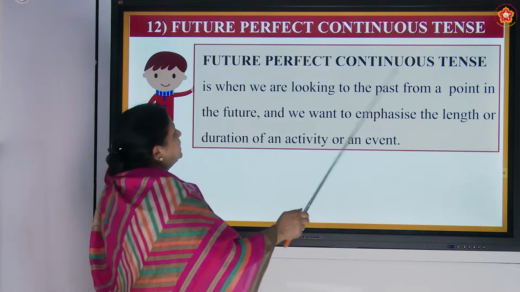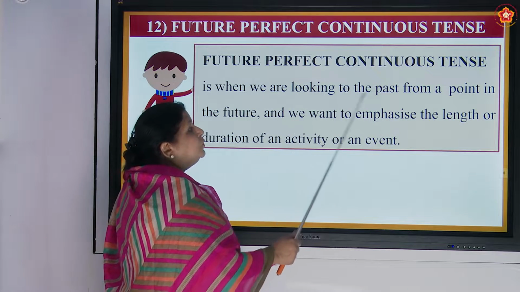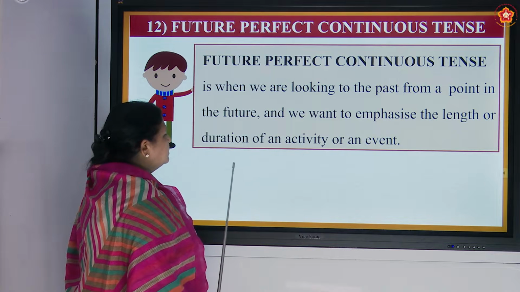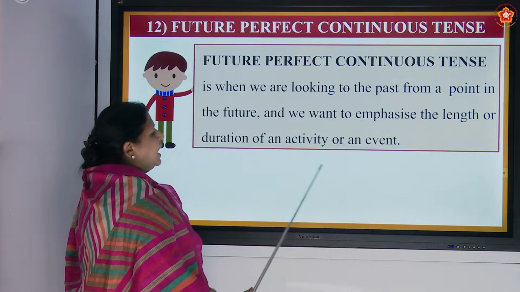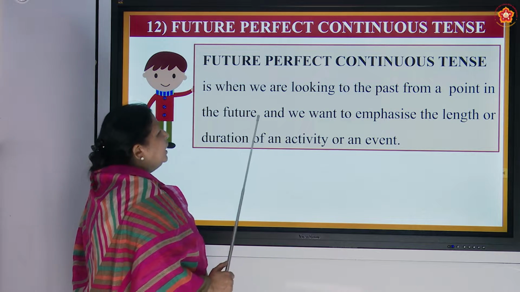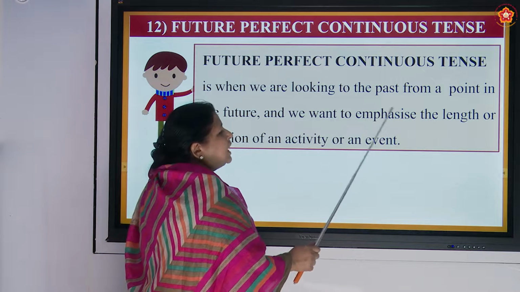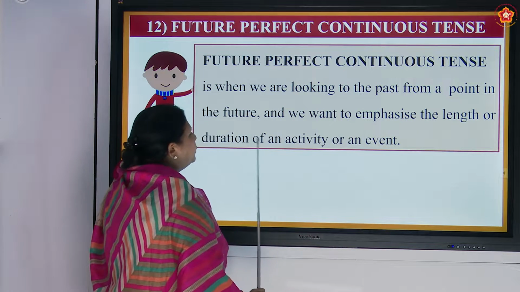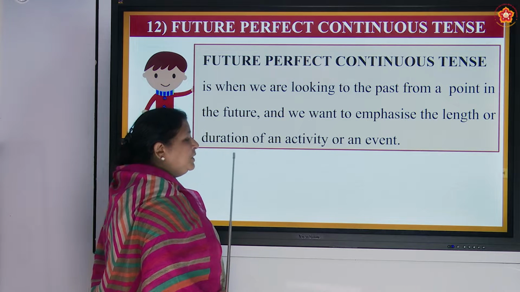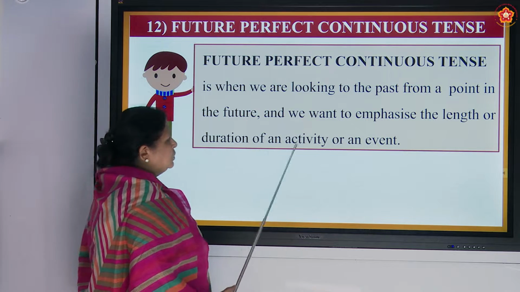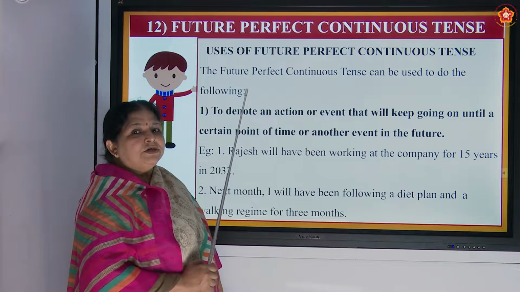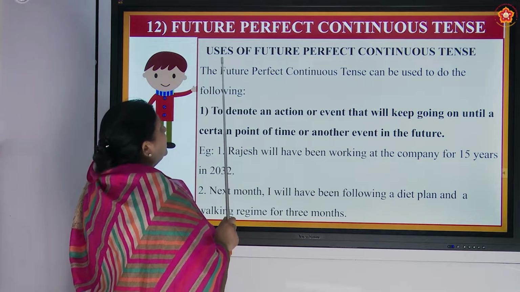Now, see, there also we said, future perfect continuous tense is when we are looking to the past from a point in the future. Okay. So now suppose here is the past, and here is the future. So from here we are seeing the future. And we want to emphasize the length or the duration of an activity or an event. So, the duration between the past and the future, so we are seeing the length. Not by having a measuring tape, but it is just said that.